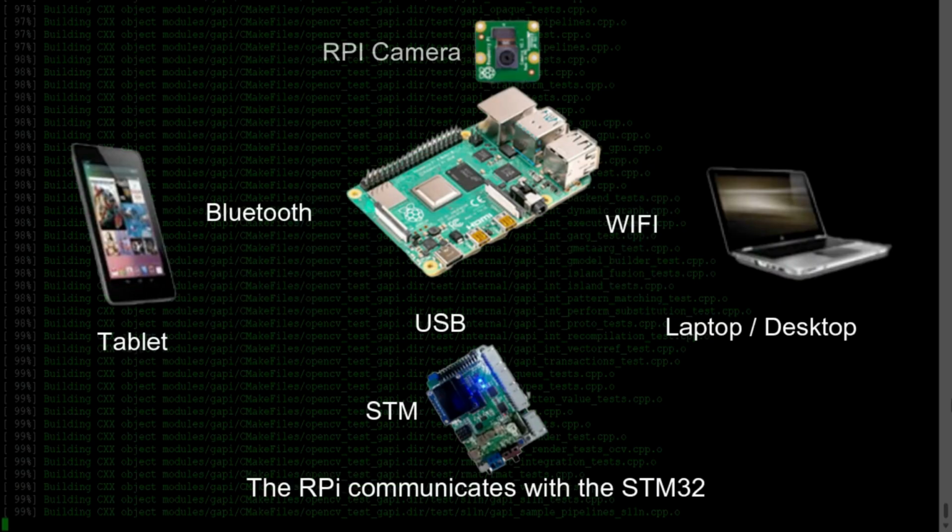The RPi communicates with the STM32 controller using a serial connection, and this connection allows the RPi to send motor control commands in ASCII text, for example, to move forward. Here, the STM32 reads this command and translates it into precise motor action.